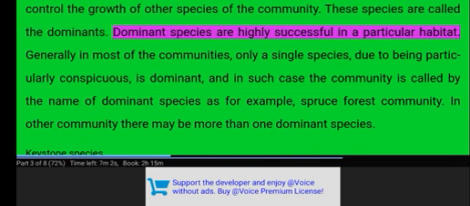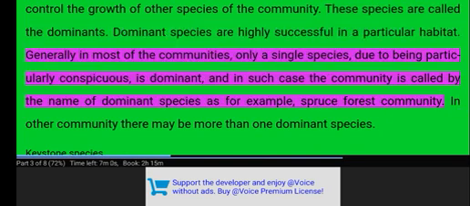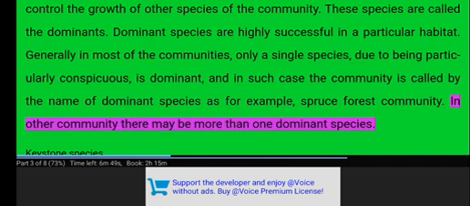Dominant species are highly successful in a particular habitat. Generally in most of the communities, only a single species, due to being particularly conspicuous, is dominant, and in such a case the community is called by the name of the dominant species, as for example, spruce forest community. In other communities there may be more than one dominant species.